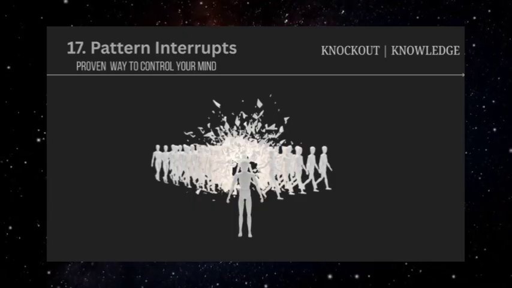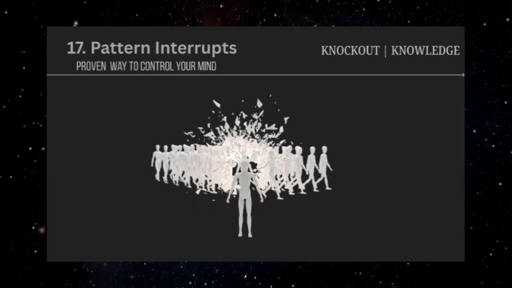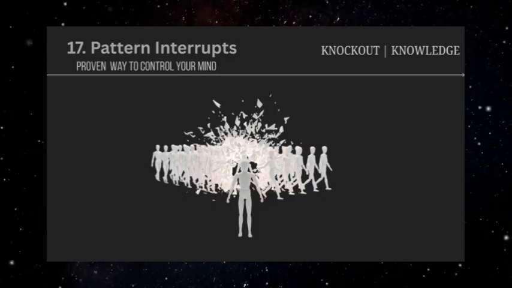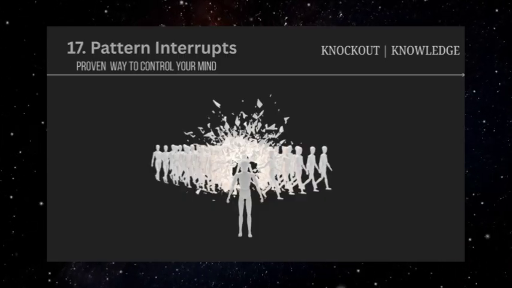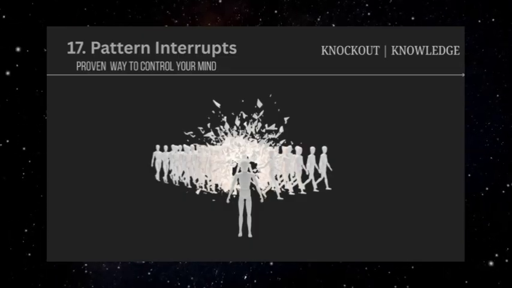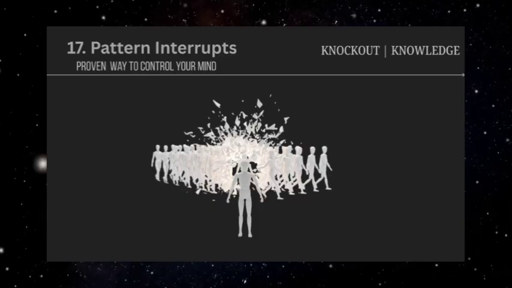Timing is crucial for effective pattern interrupts. They need to occur at moments when the person's mental process is flowing smoothly and predictably, so the disruption creates maximum disorientation. Interrupting someone who's already confused or distracted won't have the same effect as interrupting clear, focused thinking.